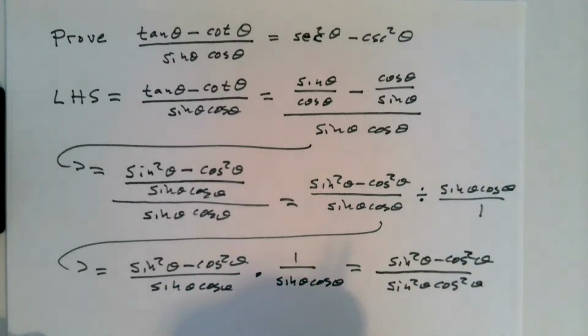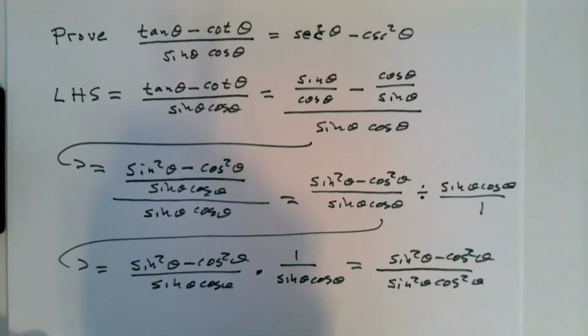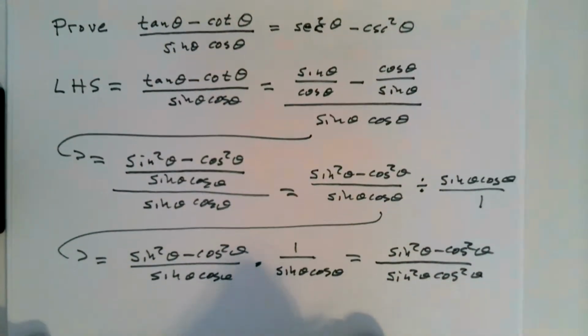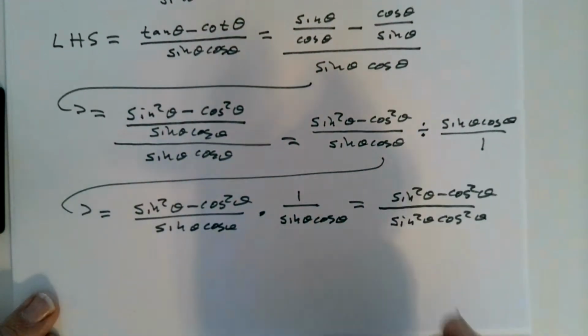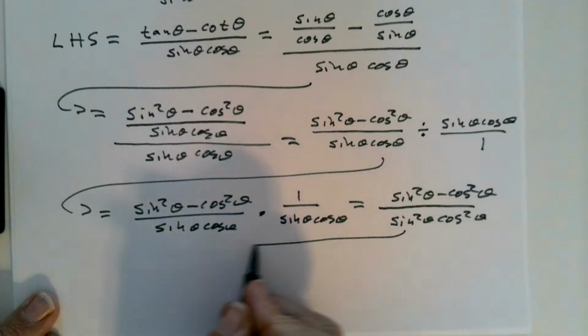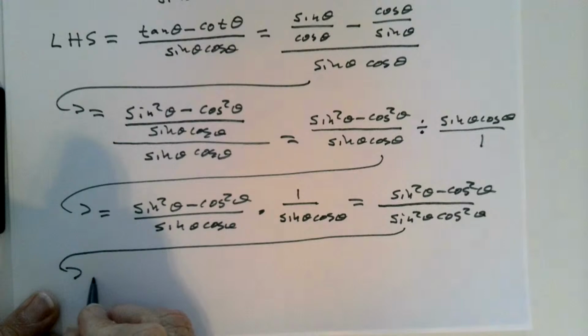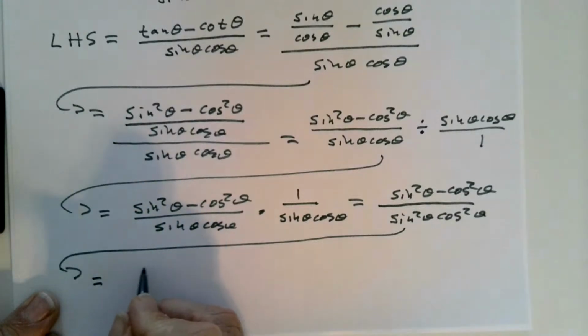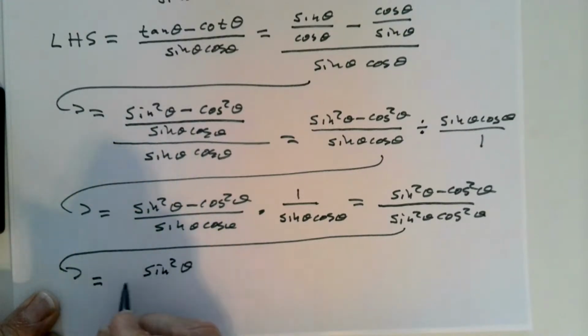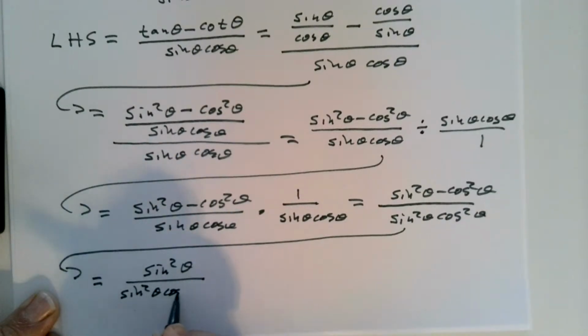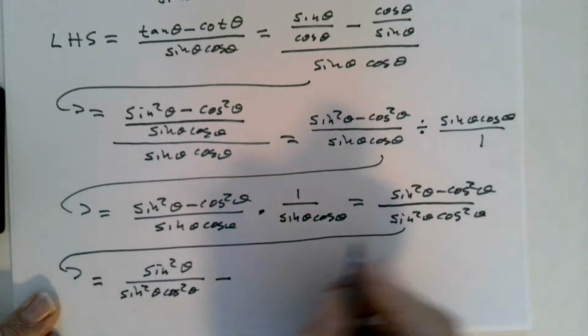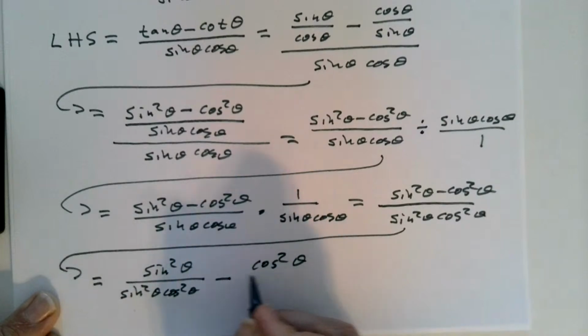Now, look at what we're trying to get to. We are trying to get to secant squared theta minus cosec squared theta. Am I getting close? Well, let's take a look. I have a common denominator, this whole thing divided by that. So I can rewrite this as sine squared theta over sine squared theta cos squared theta, minus cos squared theta over sine squared theta cos squared theta.